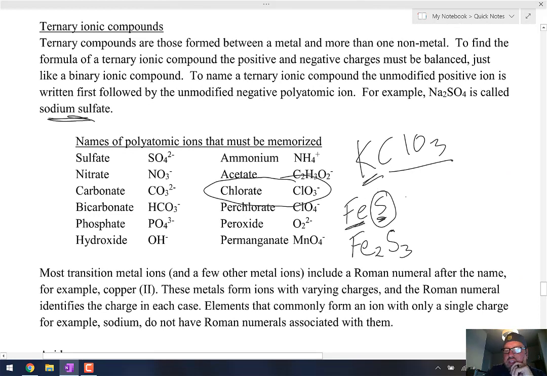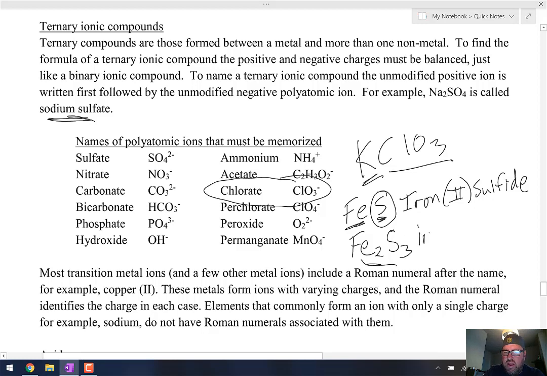So the iron has to be +2. So you write that as iron, and then you do a Roman numeral 2, and sulfur becomes sulfide because that is a binary ionic compound. Okay, down here though, this one's a little bit trickier.